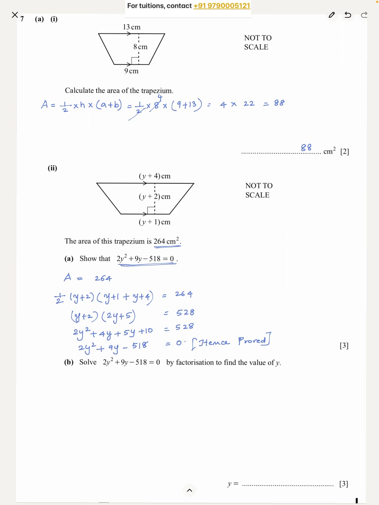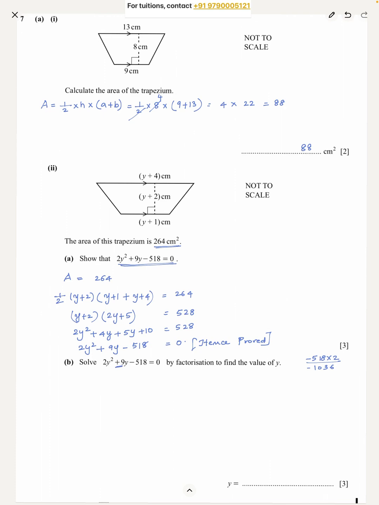Subdivision B. They have given one equation. We just have to solve that by factorization. We have to get the value for y. So 2y square plus 9y minus 518 is equal to 0. Now if I multiply A and C, I get minus 1036. I need to get two factors in such a way that if I add those two factors, I must get plus 9.